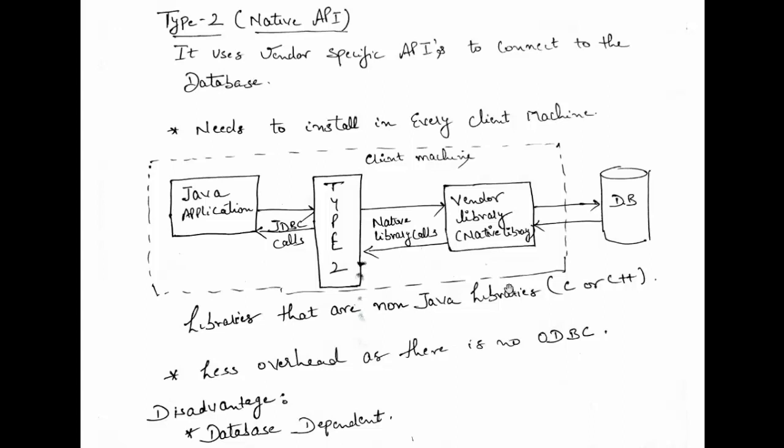So this is the type 2 driver, that is platform dependent, as well as database dependent. And also it is the responsibility of the database vendor to provide the vendor specific libraries, the native libraries. Let us suppose, for example, there is a MySQL database, and MySQL is not having a vendor specific library. So if we change a database from Oracle to MySQL, then we have to change the whole architecture.